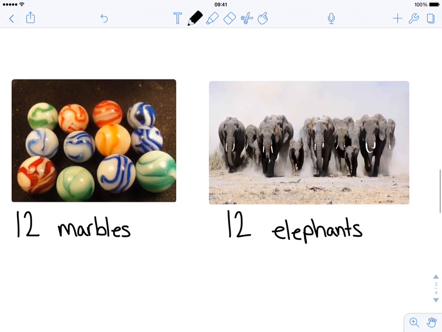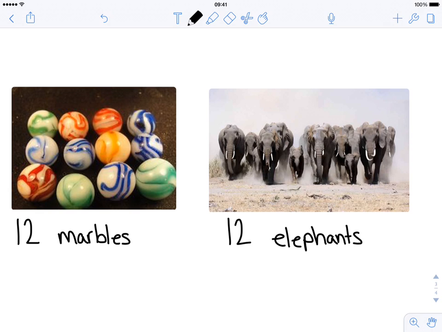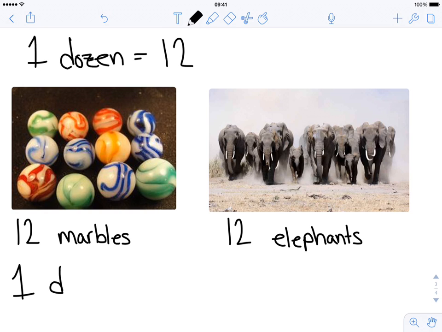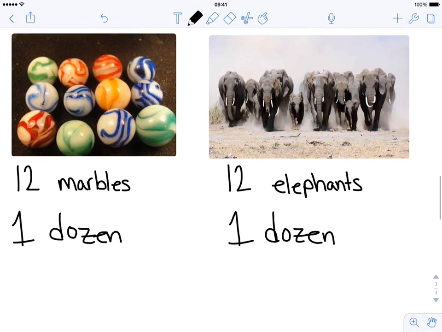So if you look at the two images on the screen here, you'll see that on the left there is an image of 12 marbles, and on the right there is an image of 12 elephants. Now, in our everyday lives, we have a term that we use to group together 12 objects, and that term is a dozen. So, if we have 1 dozen of something, that means that we have 12 of whatever it is we're talking about, right? So, if there are 12 marbles, I can say that there are 1 dozen marbles. If we have 12 elephants, I can say that there are 1 dozen elephants.